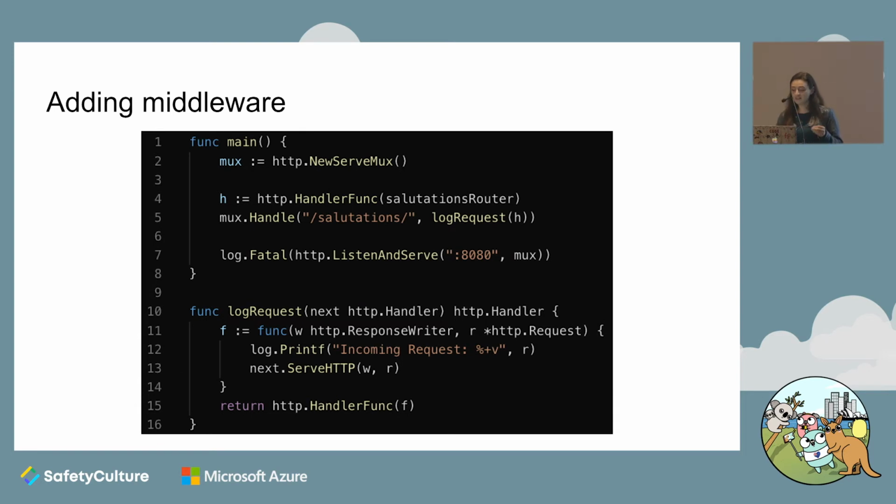What we see on line 5 is this log request that is wrapping our salutations router. But it isn't just wrapping the salutations router, because that's just a function. That doesn't say that it's explicitly matching this HTTP handler's interface. So we do have to call the handler func, which effectively transforms that generic function into one that matches the interface, and pass that through.